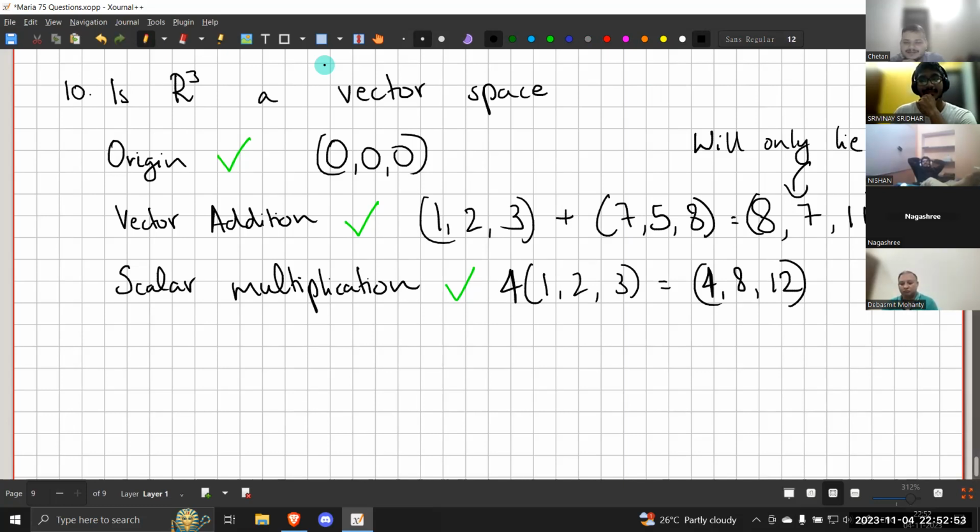So, can anyone give me an example of two vectors in R3 which, when added, do not give you a vector in R3?